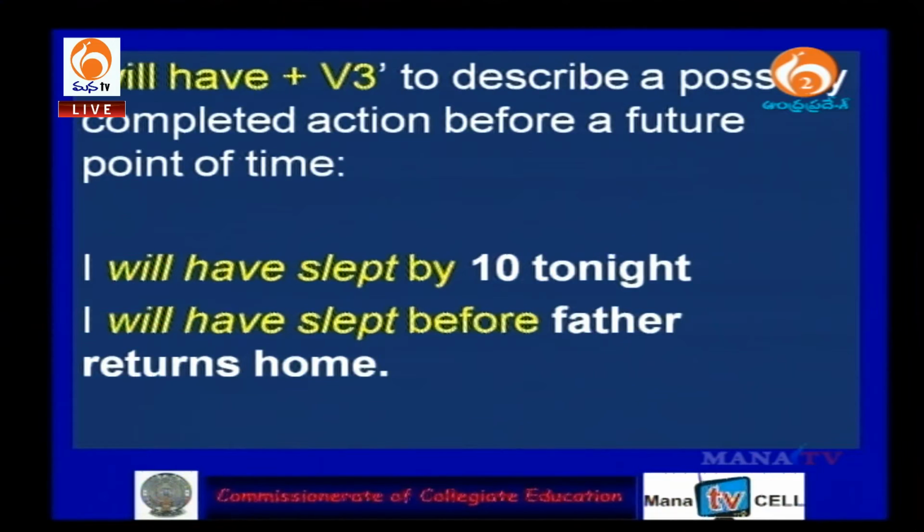That means I will complete my sleeping before 10 tonight. And again in the second sentence, before my father returns home, here the point of time is shown in the form of a clause. Before that point of time, I again have slept. So these two different contexts indicate the completion of a possible future action before that point of time as shown in this slide.